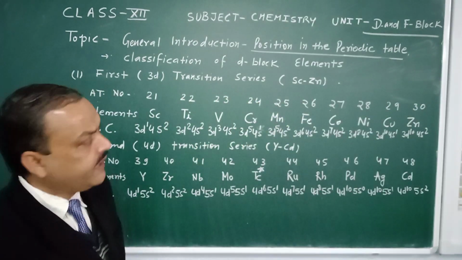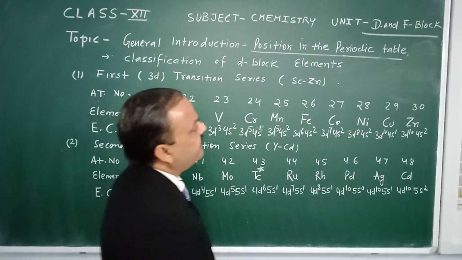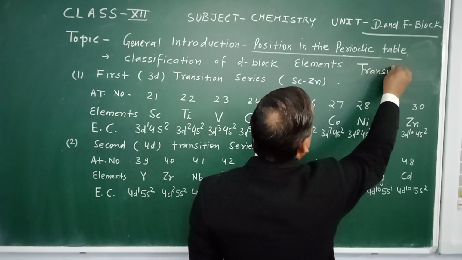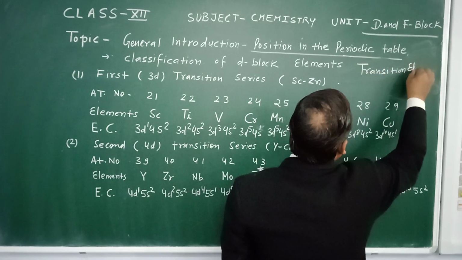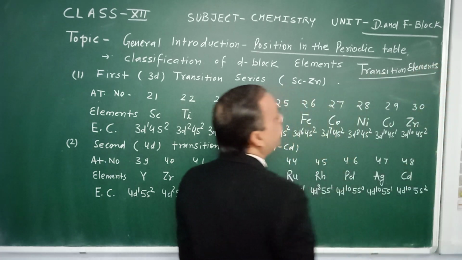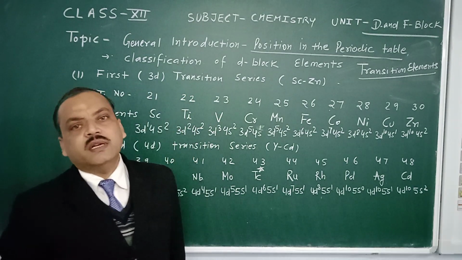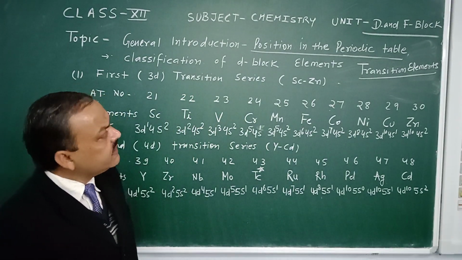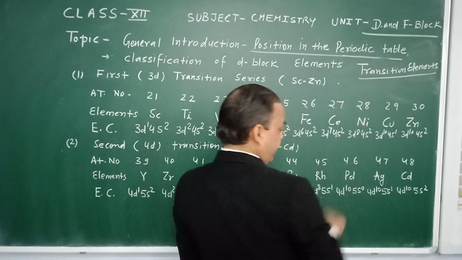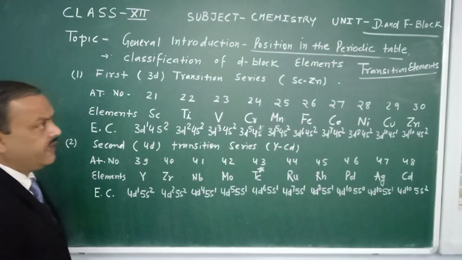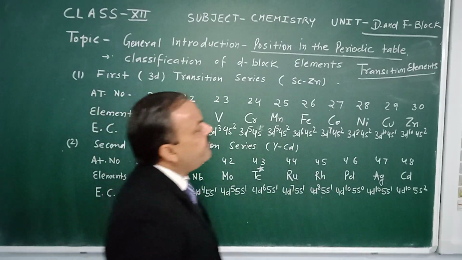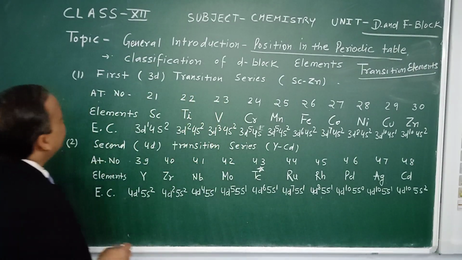One more important thing: these elements are known as transition elements. Why are they known as transition elements? Because they have incompletely filled d subshells, and due to the presence of these d subshells, they can exchange electrons with other species. That's why we give them the name transition elements.